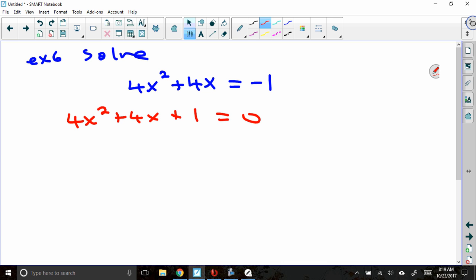So, hey, if I wanted to get somebody's attention, I would say, psst. See if that jogs any memories. Anybody know what this is? It's a perfect square trinomial.